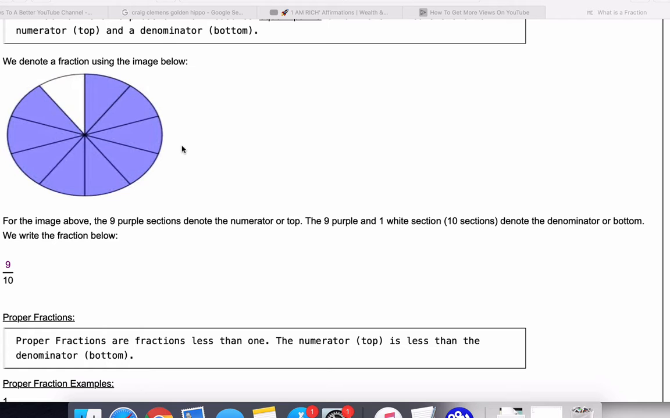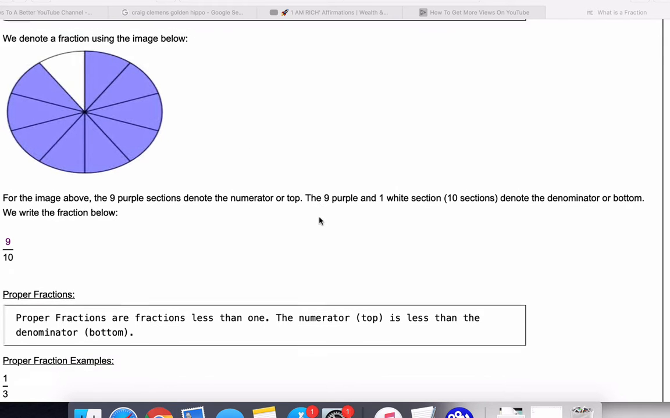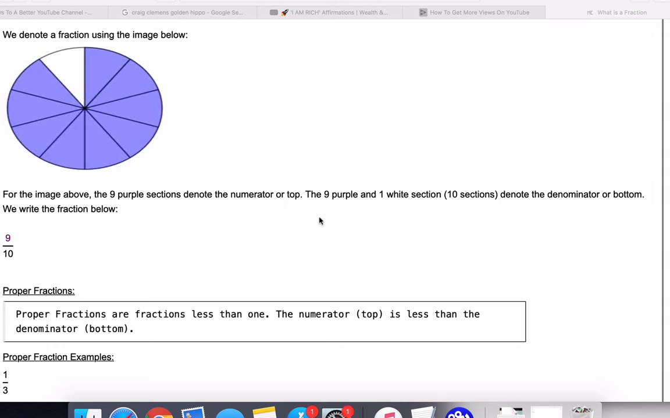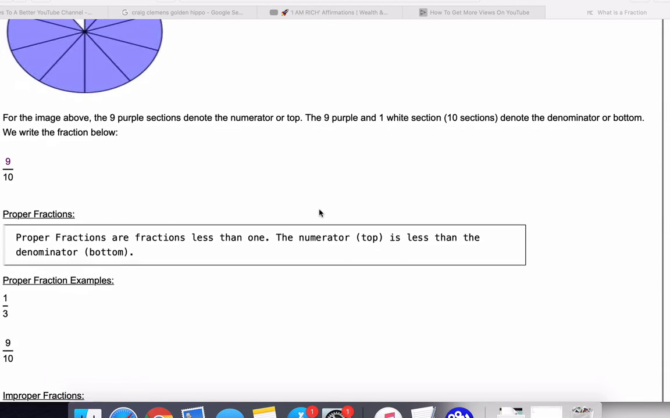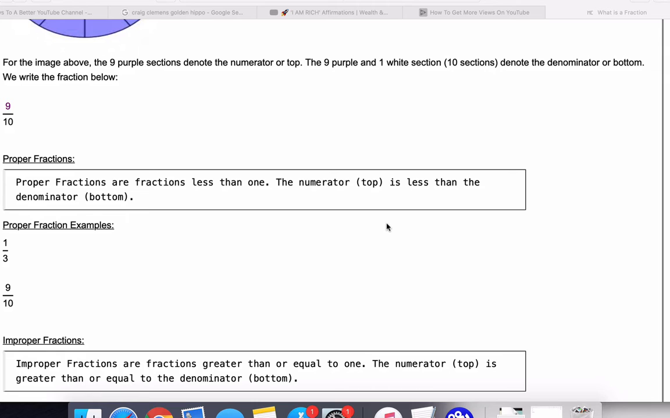There's a few ways that we could say this, but the top is just the number of sections selected out of the whole. So moving on, we have two types of fractions: proper fractions, and those are fractions that are less than 1. How you can spot it is, the numerator, or the top of the fraction, is less than the denominator. So our fraction above in purple, 9 is less than 10, so that's a proper fraction. Another example is 1/3, or 1 over 3. 1 is less than 3, so this is a proper fraction.